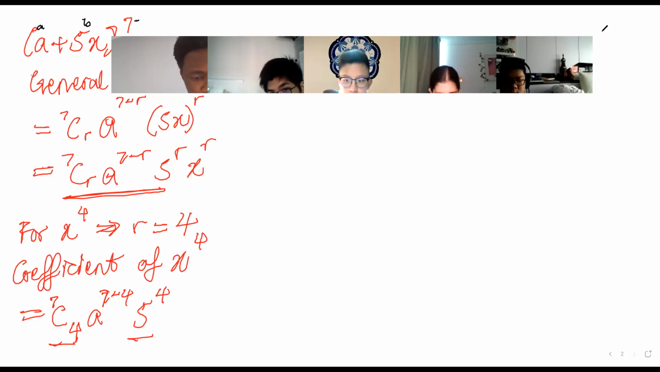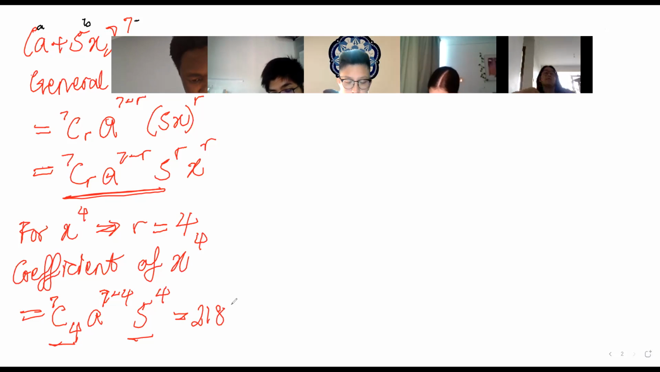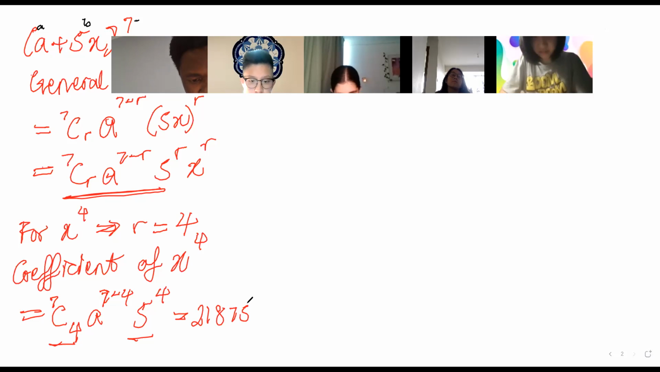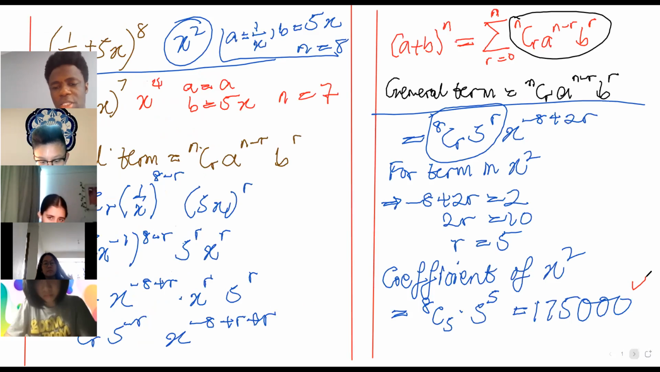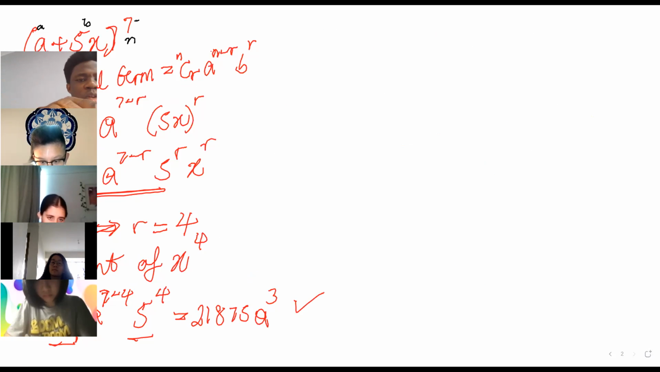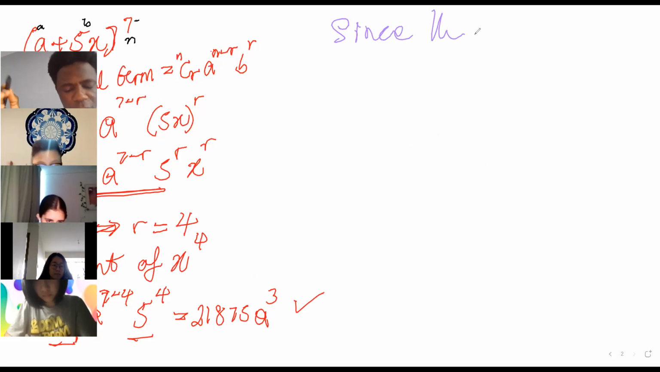Yes, anyone ready? Yes, there is. 218.75. Then A raised to power 3. Is that not? Yes. So now we have gotten the coefficients of the second part also. This is the coefficient of the first part. That's the coefficient of the second part. The question says the coefficient of the two are the same. So since their coefficients are the same, you don't even need to write that.